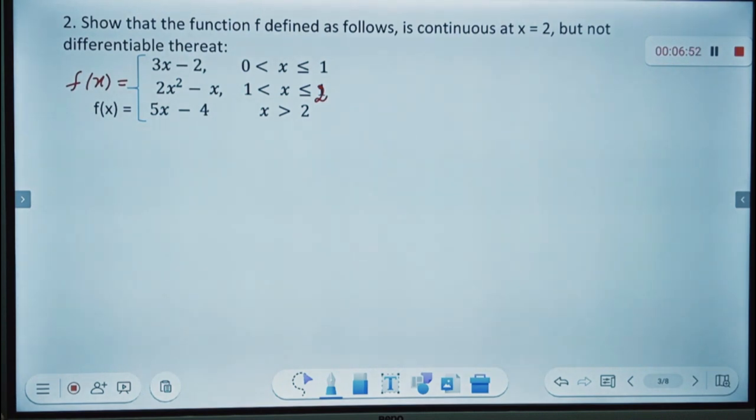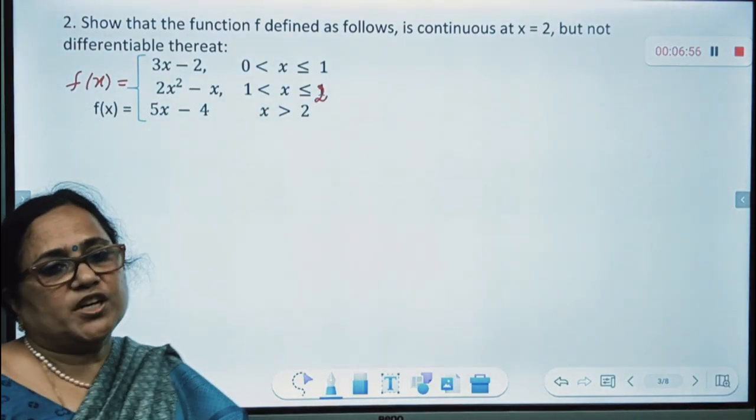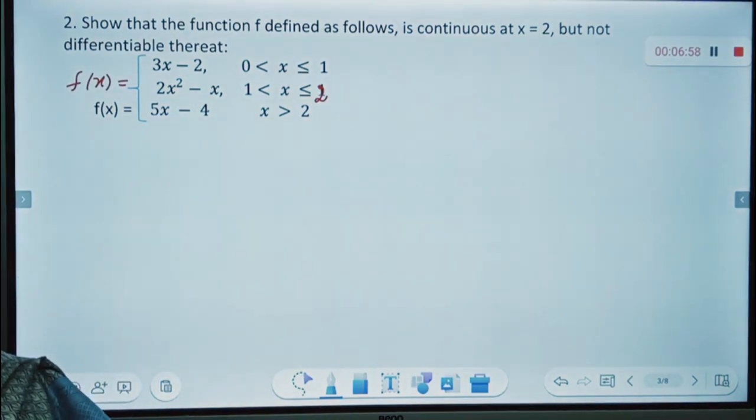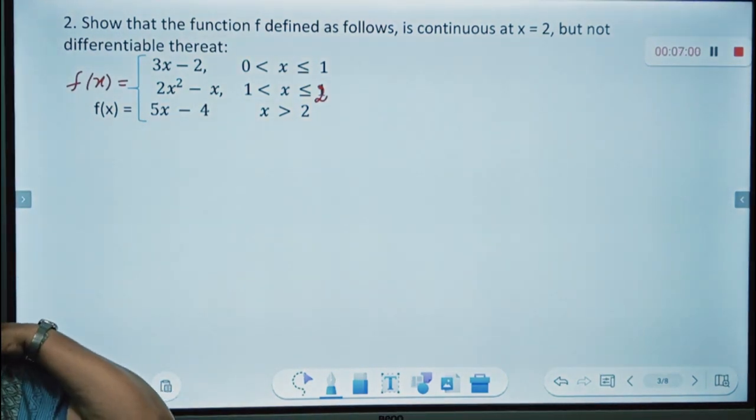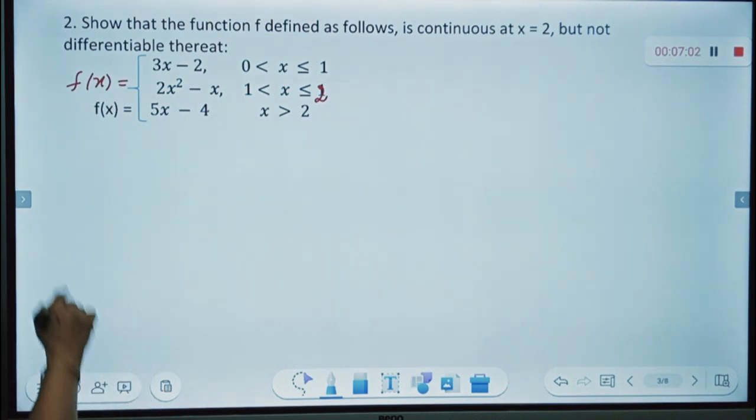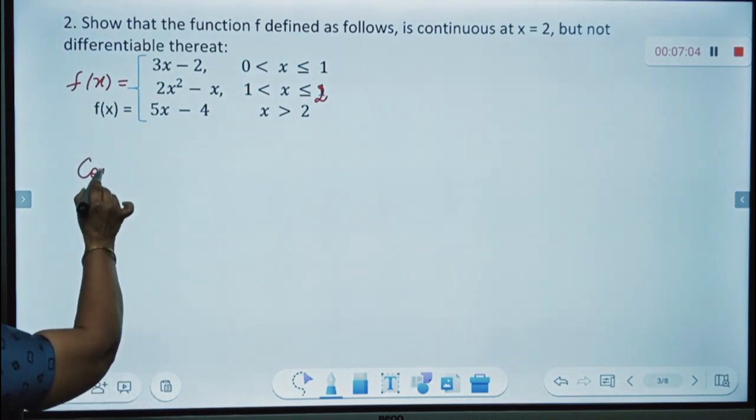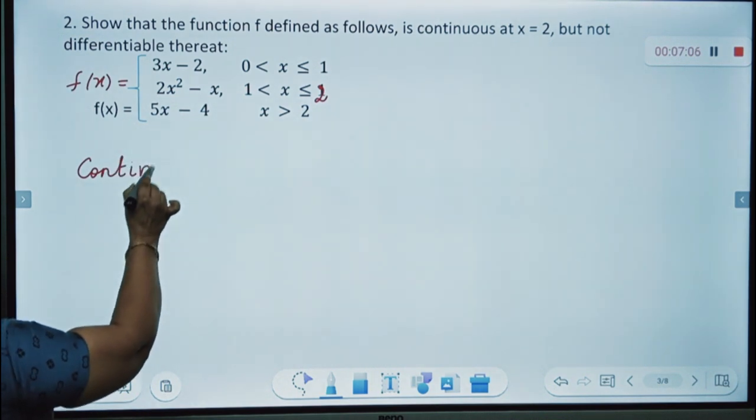So there are two things to check. What are the two things? We have to check the continuity and we also have to check the differentiability of the given function. At which point? At x equal to 2. So let us first check continuity at x equal to 2.